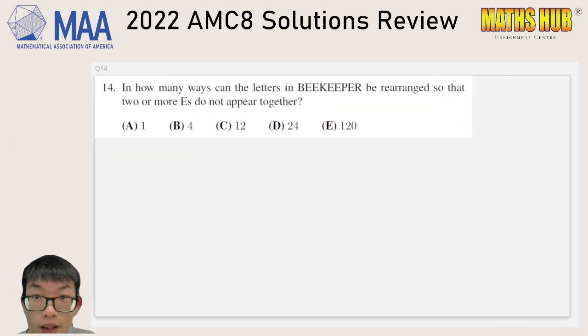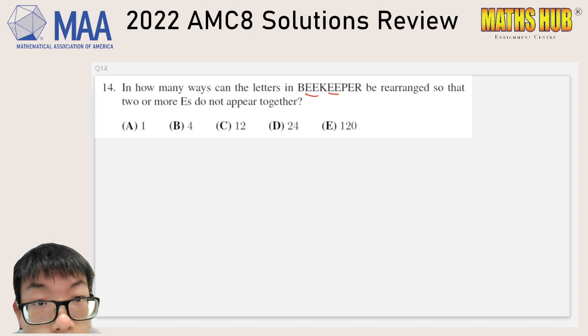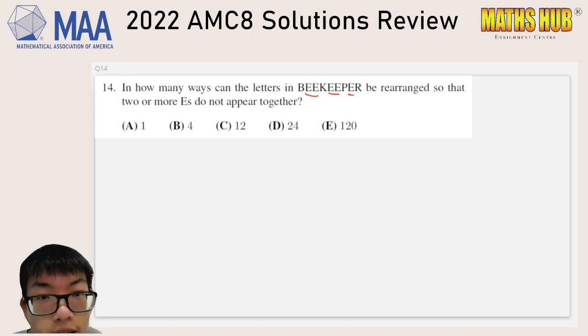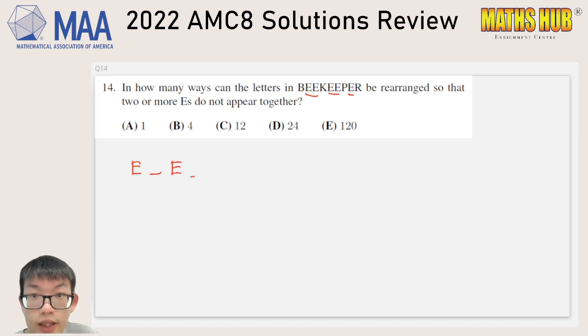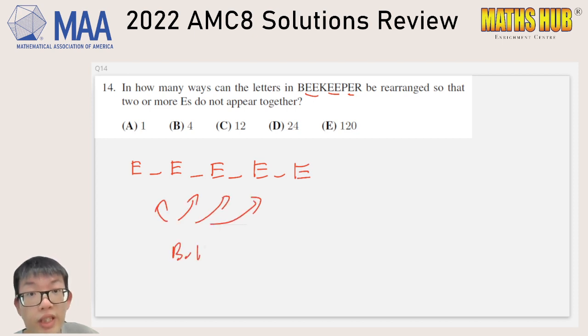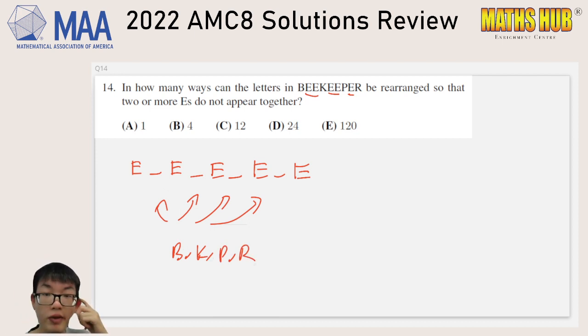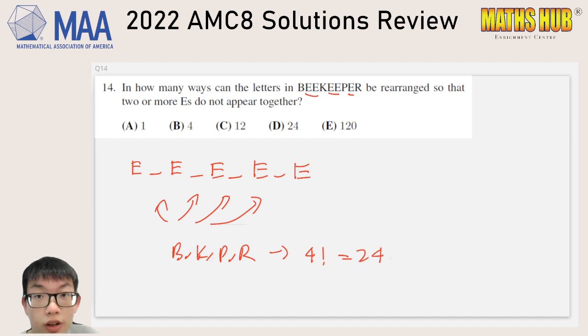Question 14. In how many ways can the letters in Beekeeper be arranged such that 2 or more E's do not appear together? Well, there are 5 E's and 9 letters. Well, that's great. 5 E's and 9 letters means that the only way they can avoid each other would be something like this. And you've got 4 blanks where you have got B, K, P and R. B, K, P and R can go in any order. And so with 4 letters, you have got 4 factorial, which is 4 times 3 times 2 times 1. And that is equal to 24 ways.